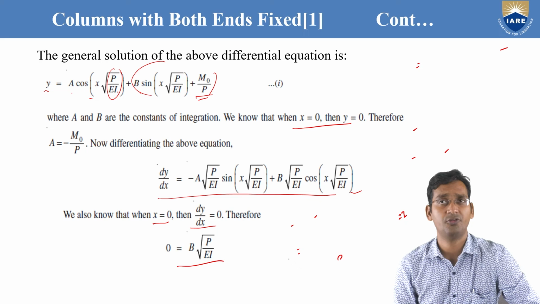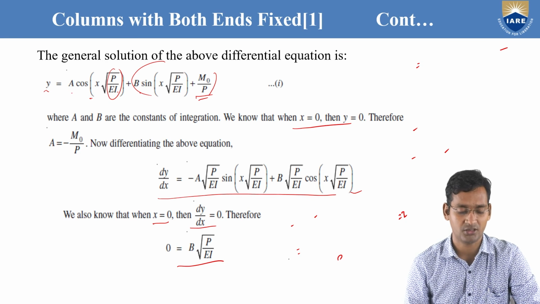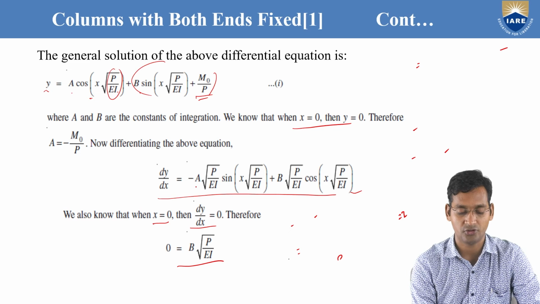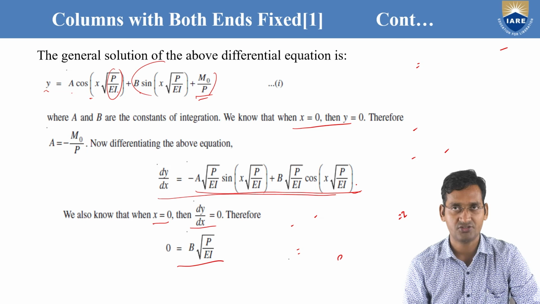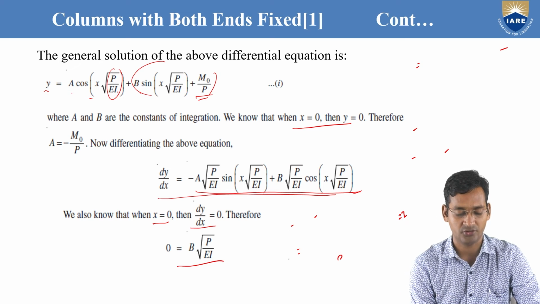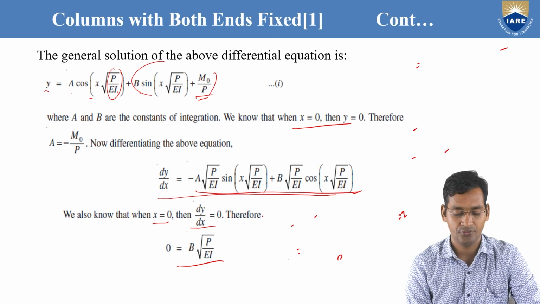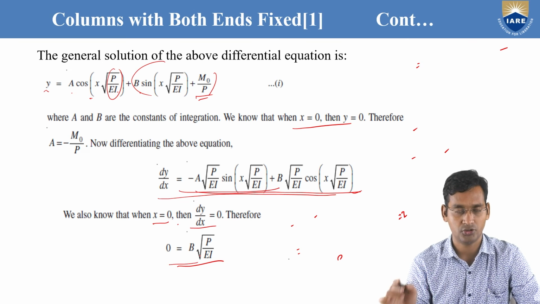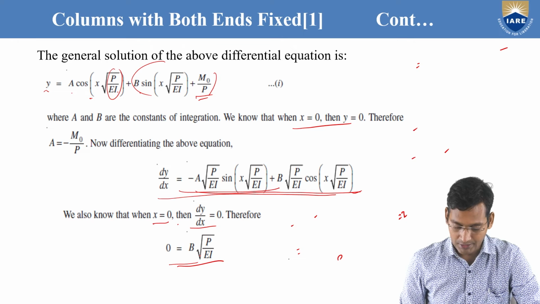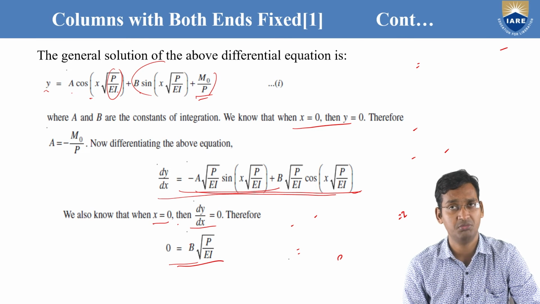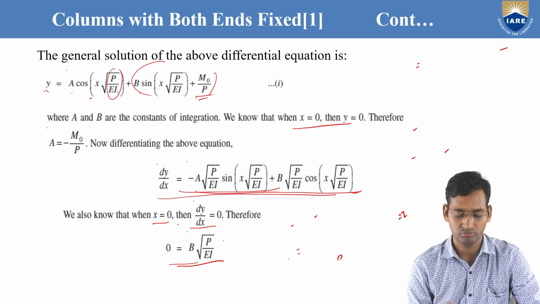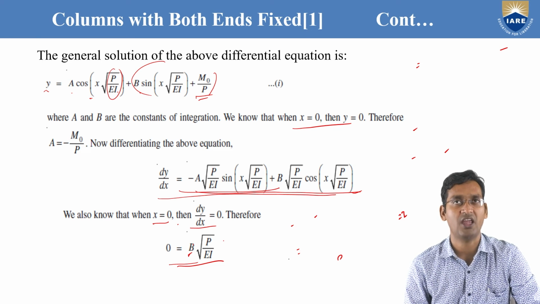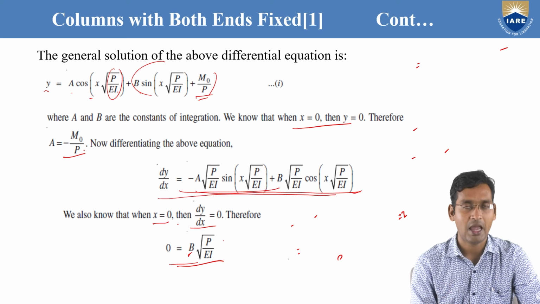Next step: differentiate it, because at x equals 0 the slope is 0. After differentiating, same as previous, we will get this. Now apply the boundary condition: at x equals 0, dy by dx equals 0. Substituting these values, you will get 0 equals B root P by EI. Now either B will be 0 or P will be 0, because EI is constant and cannot be 0. If P is 0, there is no force acting. So P is not 0, which means B is 0.